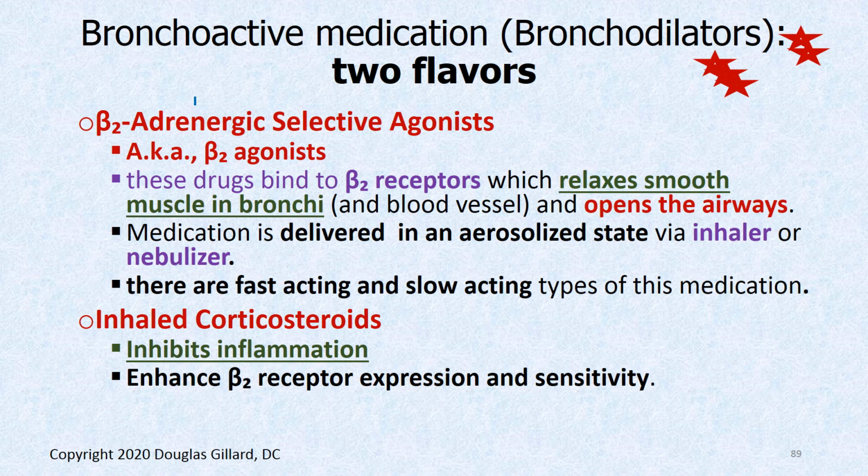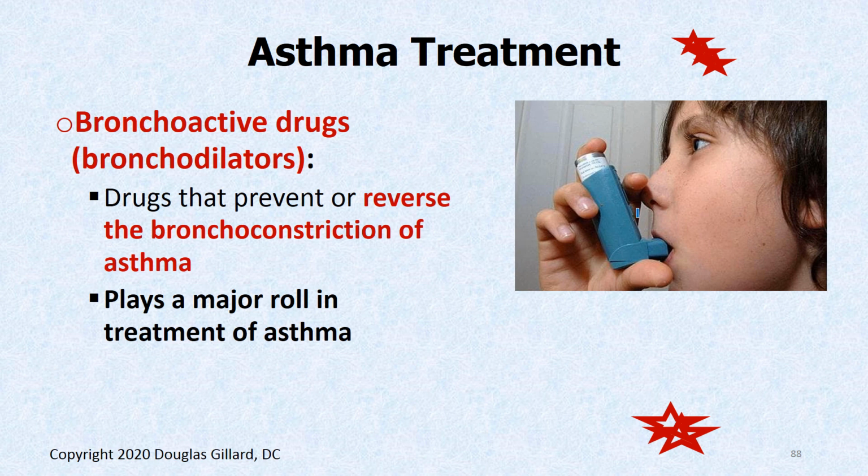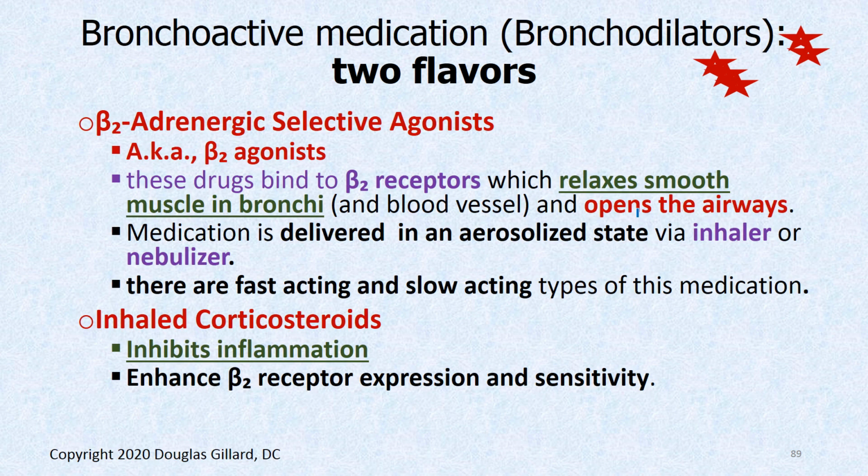And these drugs bind to beta-2 receptors on smooth muscle cells located in the tracheobronchial tree, namely the bronchioles and the bronchi, those smaller airways. And they cause the smooth muscle to relax, which opens up the luminal diameter. They're inhaled by something like that, or a nebulizer, which is something at the ER that they have, a little misty thing.